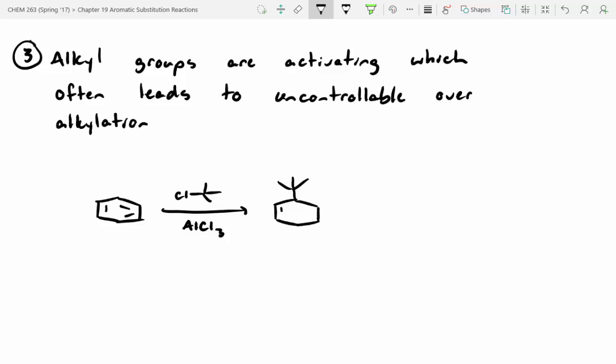We can install this tert-butyl group, no problem, right? The problem is when we're looking at this aromatic ring versus this aromatic ring, the one on the right is more nucleophilic. It has more electron density on it, right? So this is a stronger nucleophile. And if there's any of our starting material left around, it will quickly grab that before the benzene has a chance to, and it will install another tert-butyl group on there.